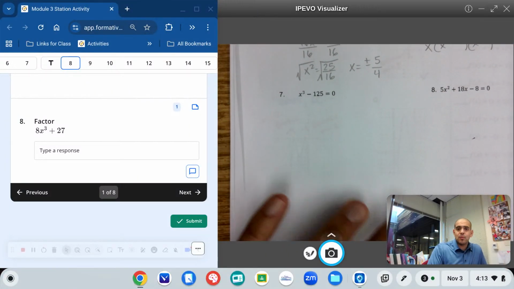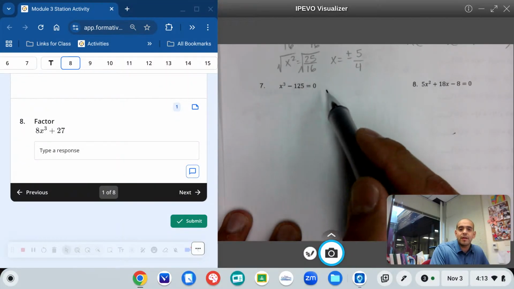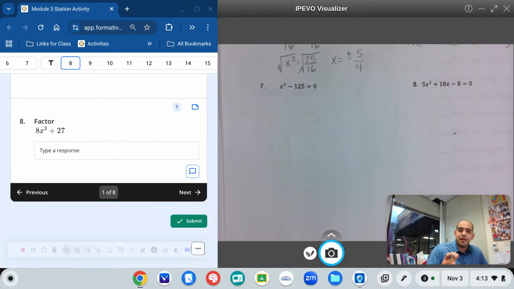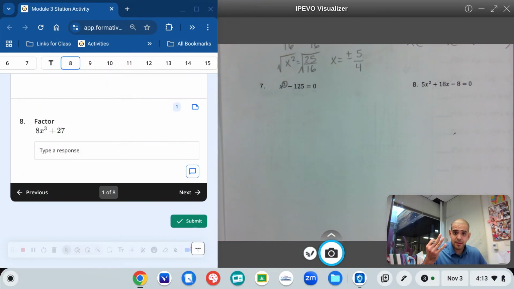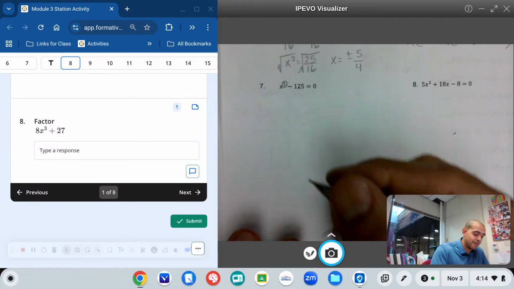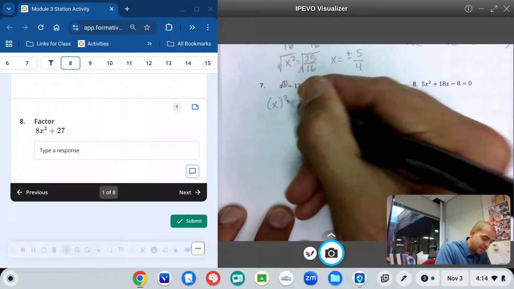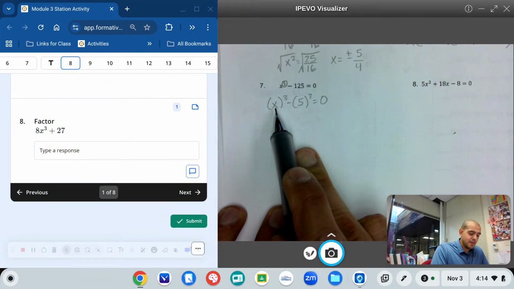How I would normally solve this is move the 125 over, and then you would take the cube root. But you would only be able to find one solution. There are other solutions because we're in the third degree. There are 3 roots, and this is how we're going to find them. We're going to factor this perfect cube, the difference of perfect cubes.